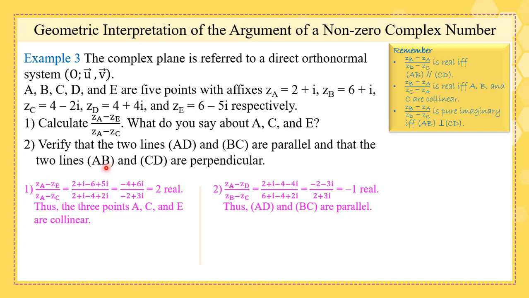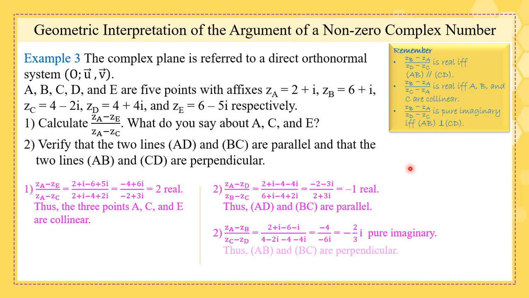And verify that the two lines AB and CD are perpendicular. We also perform the ratio. Pay attention while performing the ratio to the order of letters. Now here we have AB, we put it in the numerator, CD, we put it in the denominator. This is what we get, which is minus 2 over 3i, which is pure imaginary. And in case of pure imaginary, applying this property means that the two lines are perpendicular.